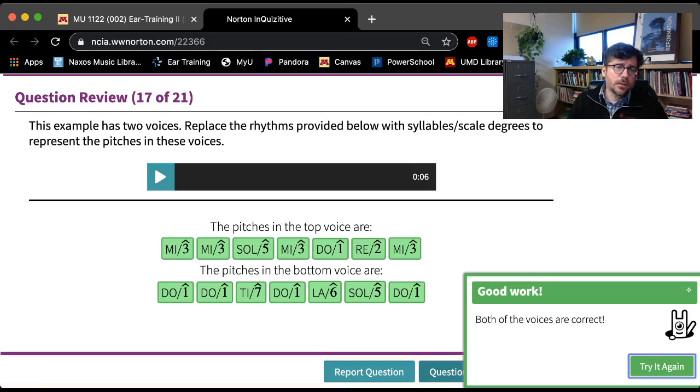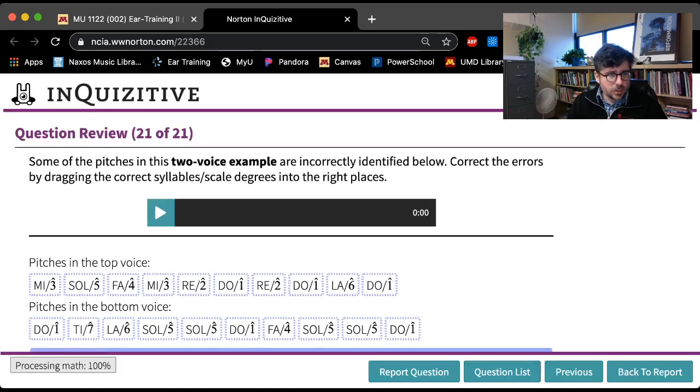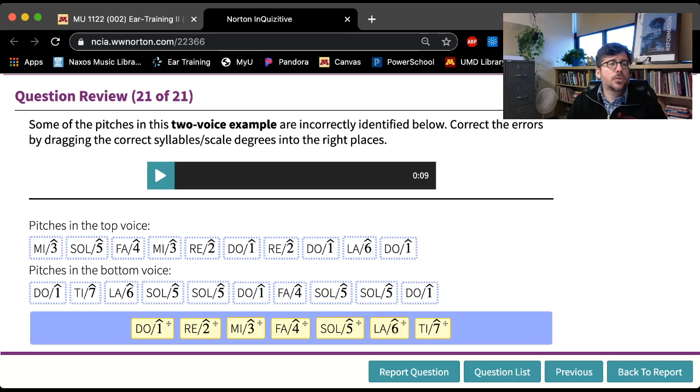Okay, let's just look at the third kind of question, error detection. Well, there's only one of those questions, so maybe I won't answer it, but let me see if I can help you with how you do it. It's giving you all of the pitches in the top and bottom voice, and you're going to drag in only the pitches that are wrong. There will only be a few pitches that are wrong. So if the first pitches are right, you won't drag mi over to that. That could be confusing.